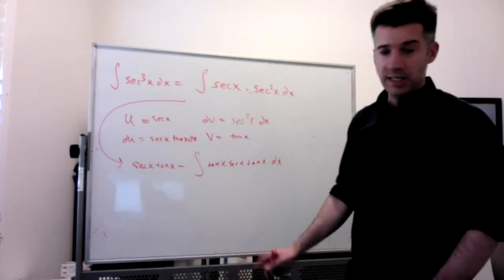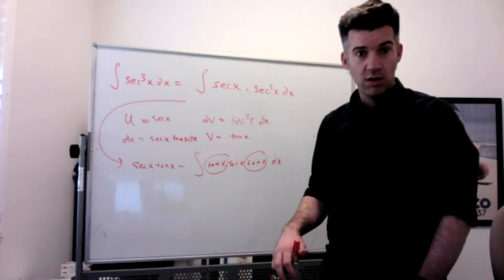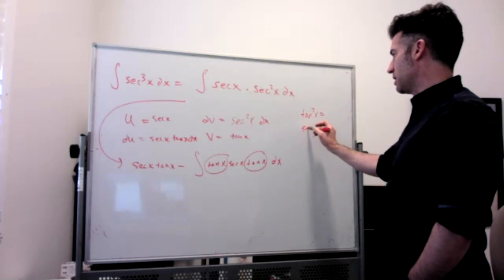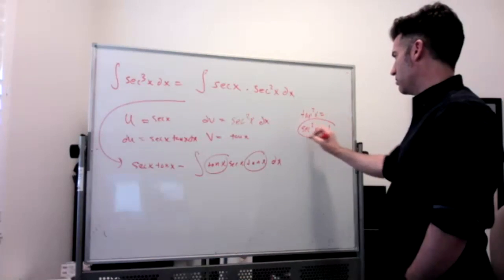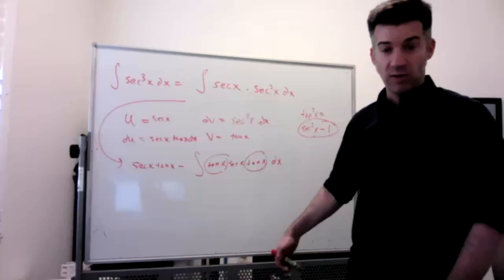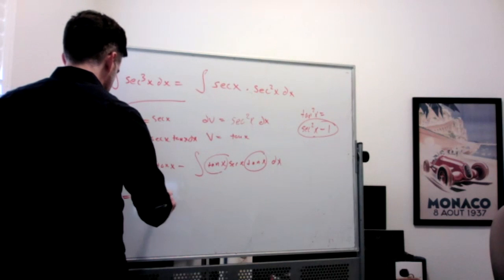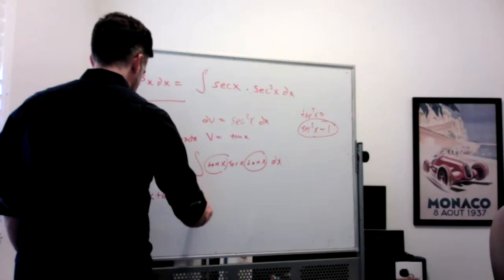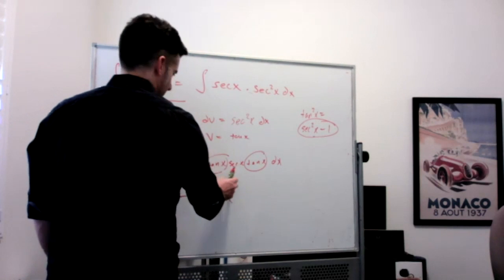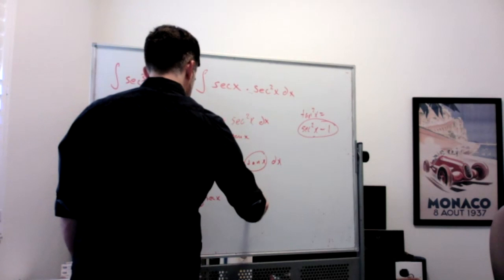What I've really got is secant times tangent squared. But tangent squared x equals secant squared x minus 1. So I'm going to replace tangent squared x with secant squared x minus 1. So this is equal to secant x tangent x minus the integral of secant x times tangent squared, which is secant squared x minus 1.